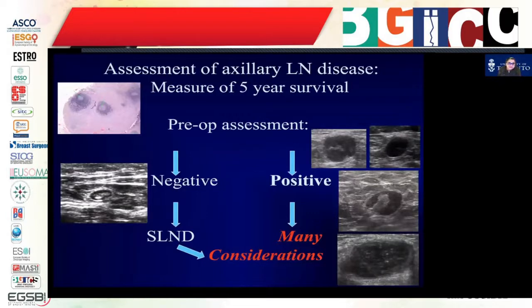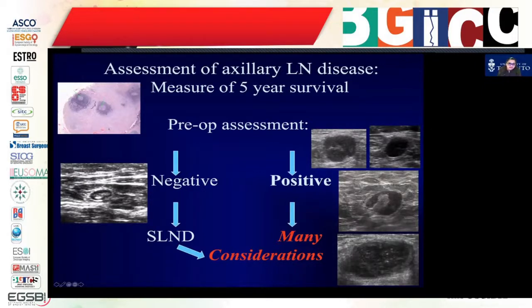What about the assessment of the lymph nodes? Lymph nodes help us measure 5-year survival. So there are many different indicators. So the lymph node involvement indicates 5-year survival. And we always like to know whether these lymph nodes are involved or not preoperatively, because the management changes.